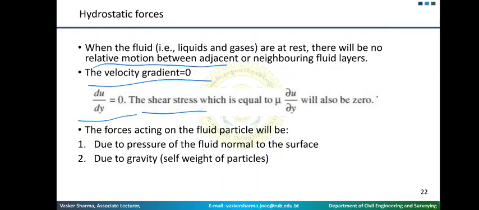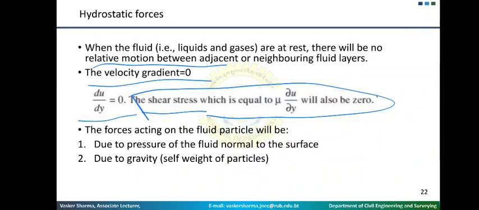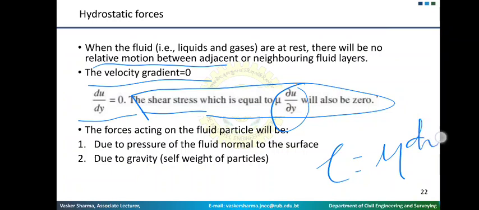When there is no movement, there will be no shear stress. So shear stress will be equal to 0, because you know tau is equal to mu times du by dy. If your du by dy is 0, then tau will be 0. Here mu is your dynamic viscosity, or just viscosity. Since the fluid is not moving, your shear stress is also 0.